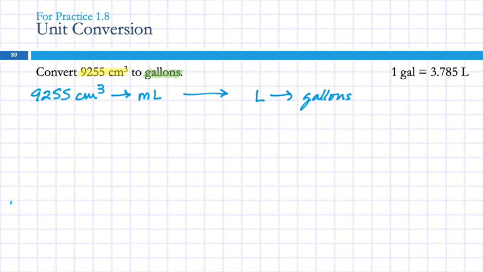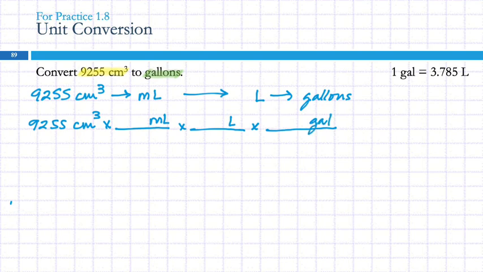Okay, so I'm going to write this down. 9255 cubic centimeters. There are 3 arrows there, so I'm going to have 3 fractions. 1, 2, 3. This same trail of units, I'm going to write down in the numerator. So I got cubic centimeters to milliliters to liters to gallons. The unit that's first goes to the bottom of the next one. Then this one goes to the bottom of that one. This one goes to the bottom of that one. So we can cancel them out.